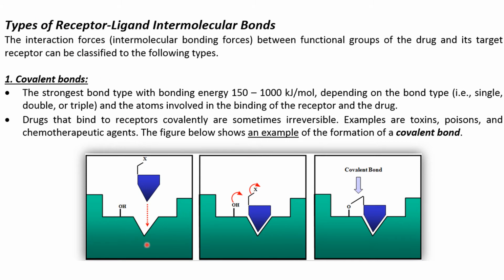In this figure, we have an example of how a covalent bond is formed. Just for example, if we have an OH group here in the binding site and we have a leaving group here in the messenger, the binding occurs and the covalent bond here is formed. Again, this is not a commonly used bond unless you intend to have the messenger permanently bind to the receptor.